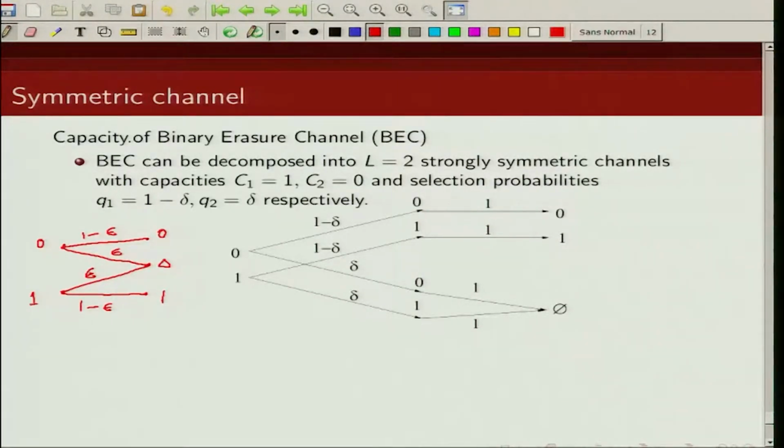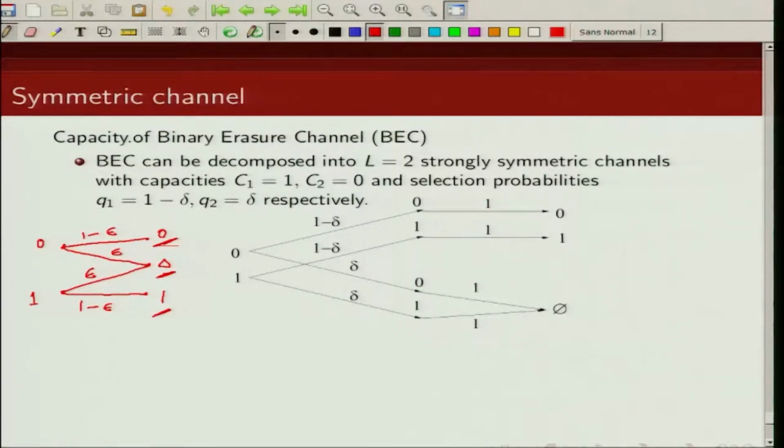Now, packet data networks can be modeled by this very simple binary erasure model. You either receive the packets correctly, or if you do not receive the packet correctly, then you want to discard them. Now, this binary erasure channel, as you can see here, if we look at the focusing of these particular inputs 0 and 1, they are the same, and the focusing of this delta is the same.